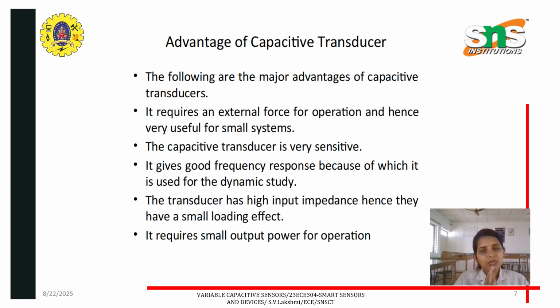The advantages of these types of transducers are: it requires only a small external force for operation and is very useful for small systems. It is very sensitive and gives good frequency response. It also has high input impedance, hence a small loading effect, and requires only small output power for operation. So these are certain advantages of this capacitive transducer.